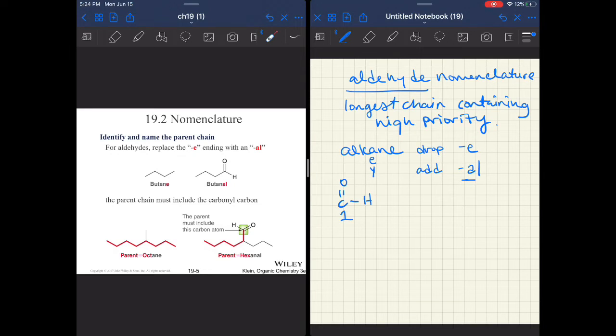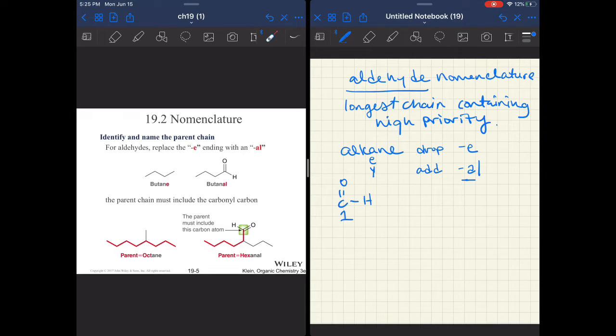Now, I often show you how to name some functional groups if they are substituents, but we are getting to some of these really high priority functional groups, and some of them I won't show you how to name as a substituent. If I don't show you, then I wouldn't ask you to do it. So aldehyde is one of those. If I give you an aldehyde, it will be the highest priority in that compound.